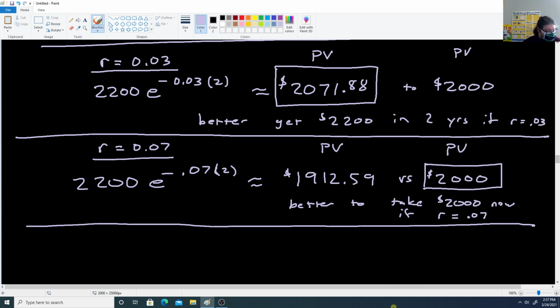The last thing we need to talk about from this section is present value of an income stream. And we'll get that in the third part. That'll be our last thing to do.